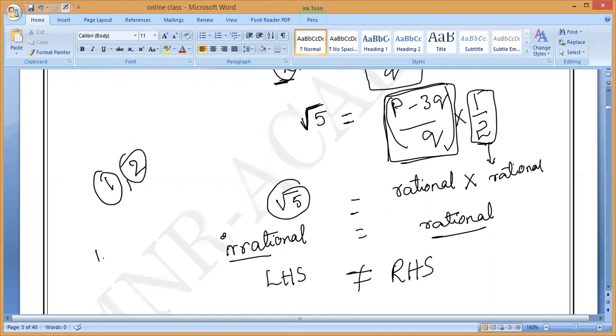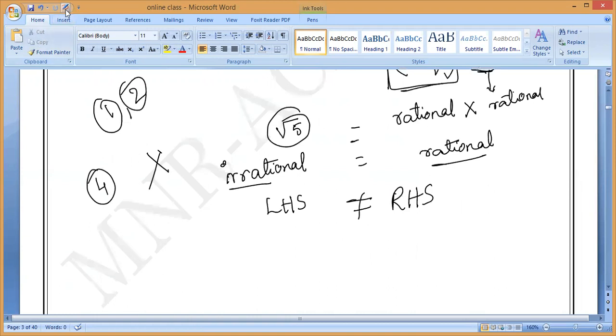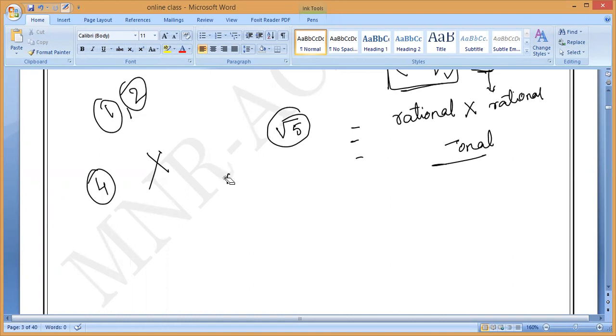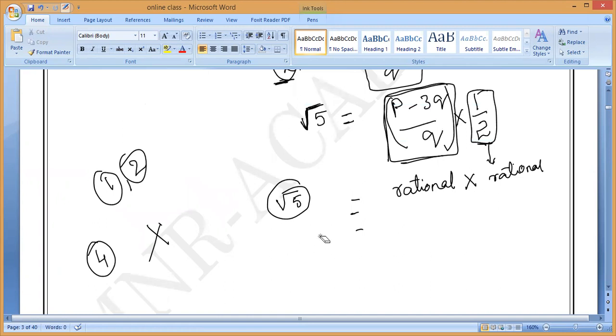Suppose they are asking a 4 marks question. Don't write this way. Note it down till here. If it is a 2 mark or 1 mark question, you have to write it like this. But if it is a 4 mark question, you have to prove again the same thing, that root 5 is an irrational number.